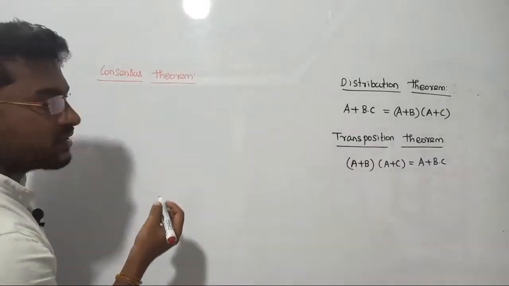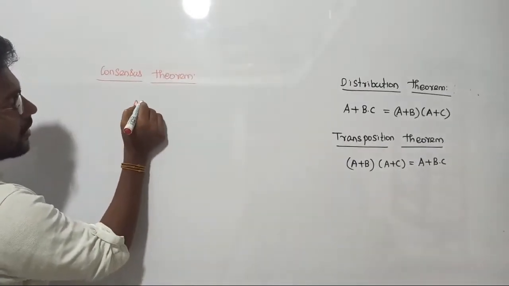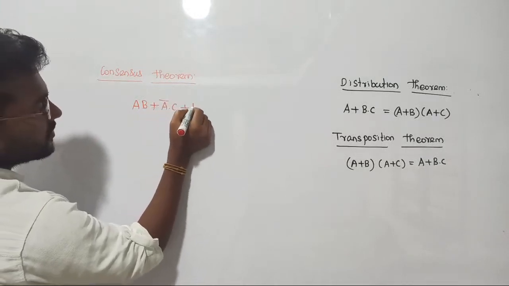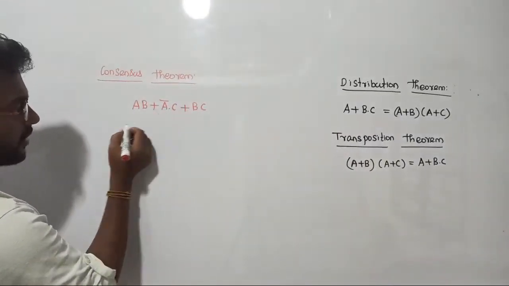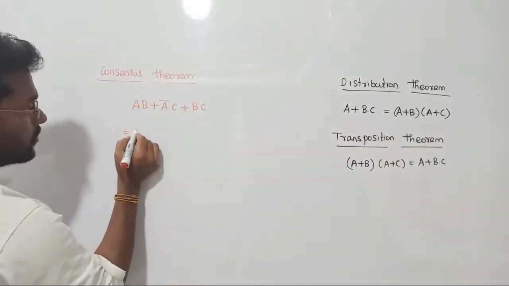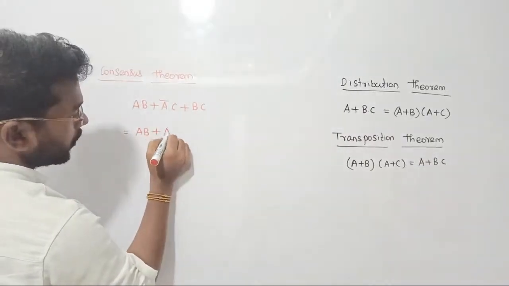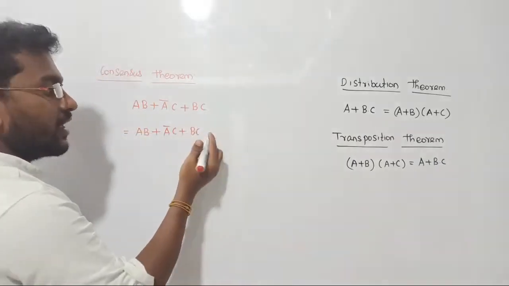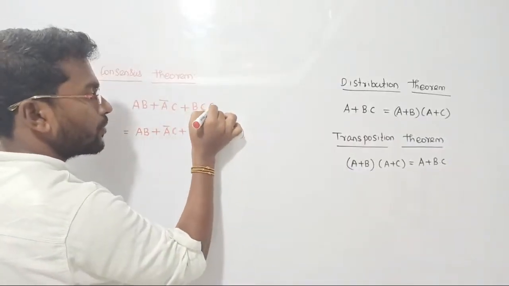So according to consensus theorem, if I find an expression like this: a dot b plus a bar dot c plus b into c. Let me reduce this one. See there, guys, I'm just considering AB, A bar C plus BC. I don't know the resultant expression, I'm just proving it. With BC, I don't have any term, so let me introduce a term called 1. Do you agree? With BC, I have 1.